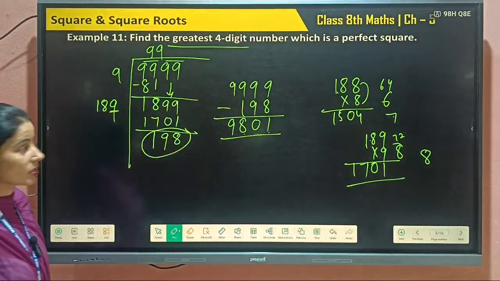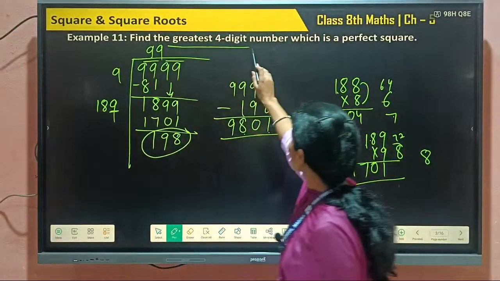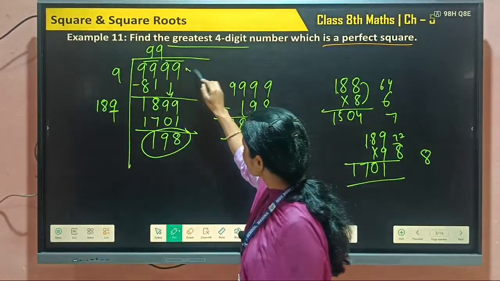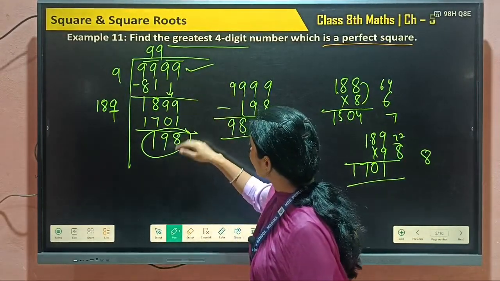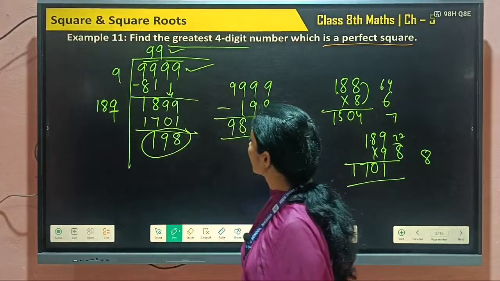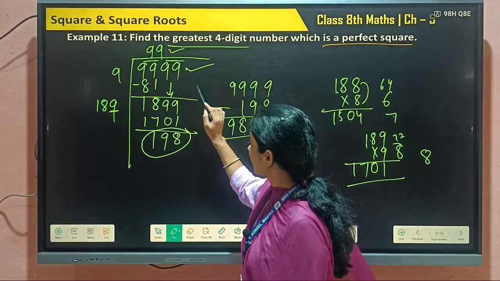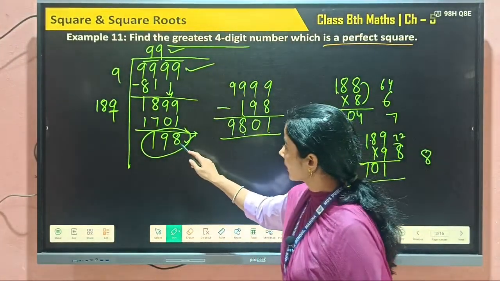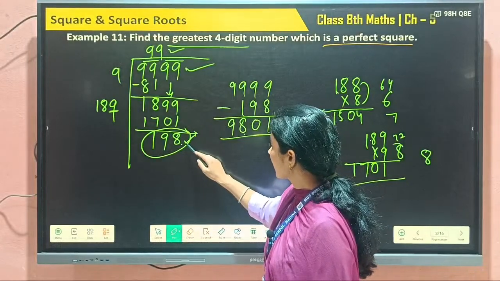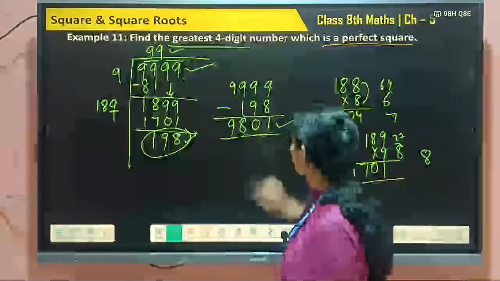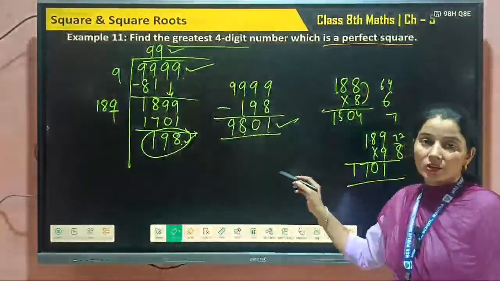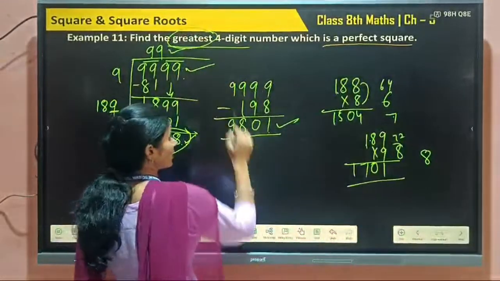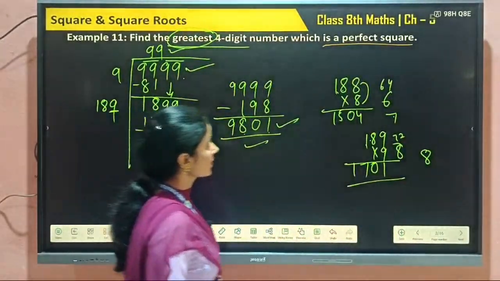So how have we done this question? He said, find the greatest 4-digit number which is a perfect square number. So I wrote the greatest 4-digit number, and I found its square root by the division method. It is not a perfect square number, then this 198 is the remainder. This number is left with 198 remainder. Now if I subtract this remainder from the given number, then I will get 9801, which is the greatest 4-digit perfect square number. Let us see the next question.